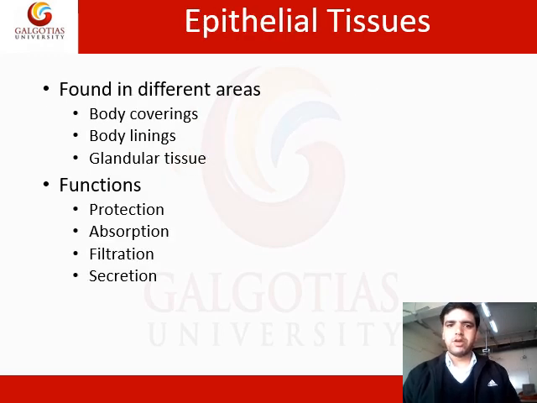First, we are going to cover the epithelial tissues. Basically, the epithelial tissues are found in different areas of our body. They form the body coverings, body linings, and glandular tissues. So the lining of all the structures is formed by epithelial tissues. What are the functions of the epithelial tissues? It helps in the protection of the organs or our structures. It helps in absorption, filtration, and secretion.